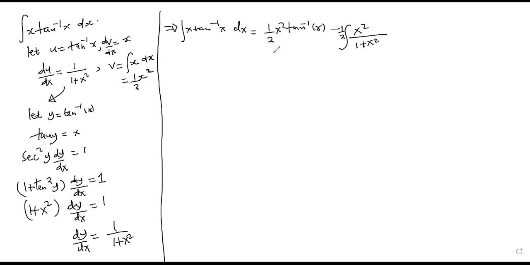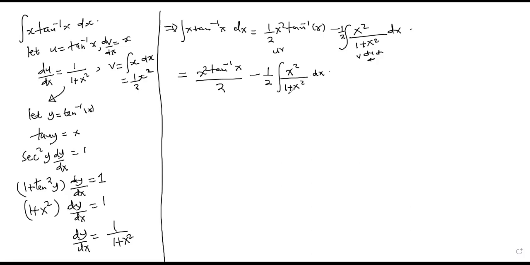So it is a half x squared. That is, this part is uv. Then when you put minus, you put v du dx, then dx. So we shall have dx like that. Now this is going to be equal to x squared tan inverse of x over 2 minus a half, I'm repeating the step, sorry, x squared over 1 plus x squared dx.